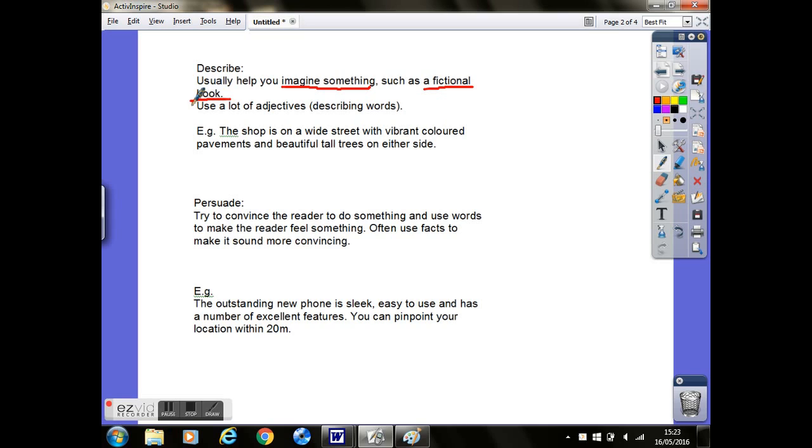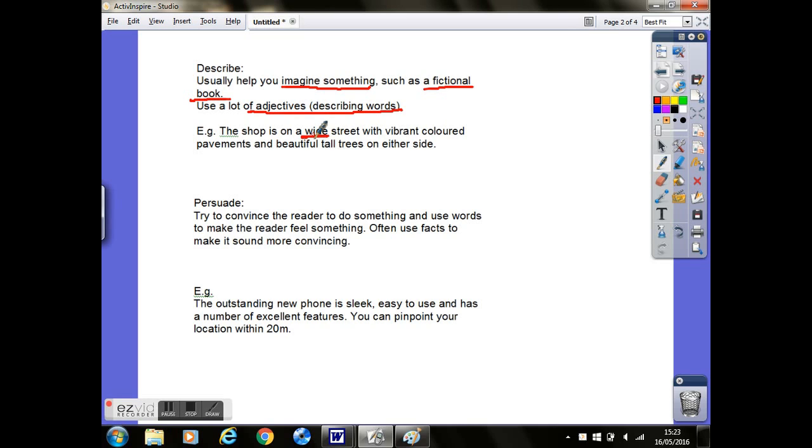So as a result for this one, they use a lot of adjectives, which makes sense because adjectives are defined as describing words. Now we've got another example bit of text underneath. So e.g., the shop is on a wide street with vibrant coloured pavements and beautiful tall trees on either side. So we've got quite a few examples of these adjectives or descriptive words.